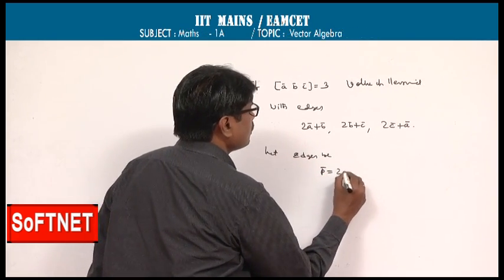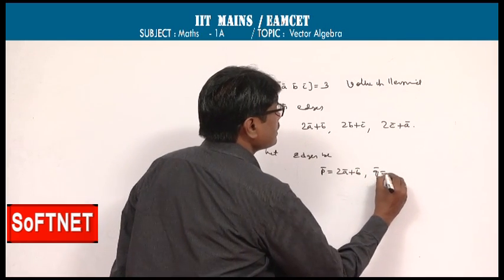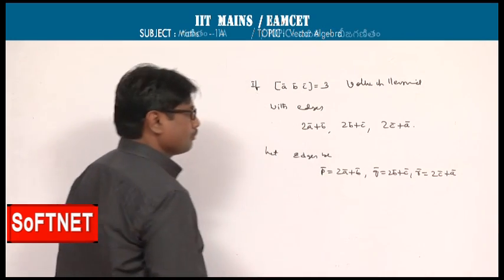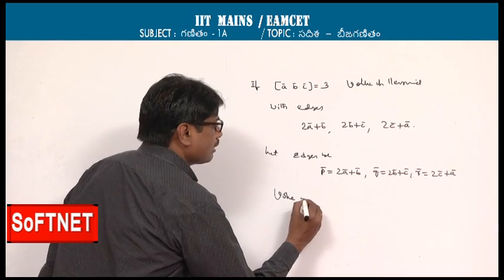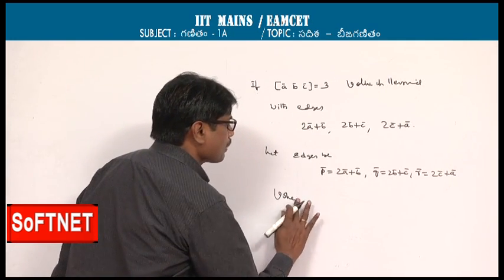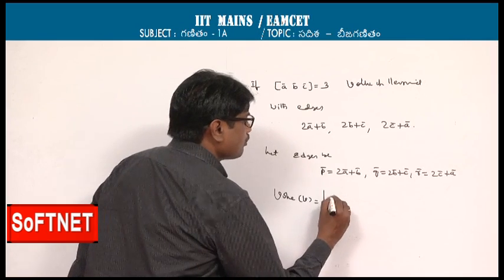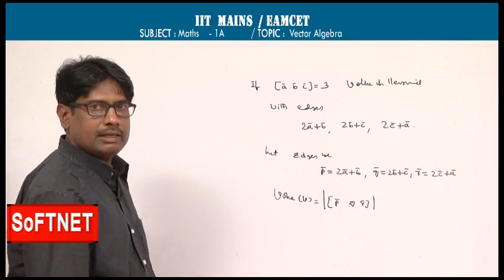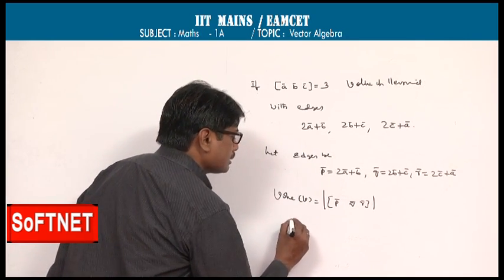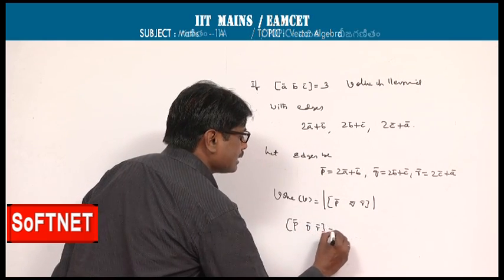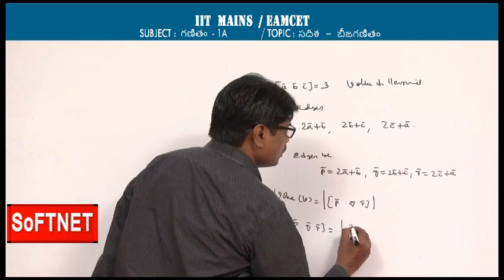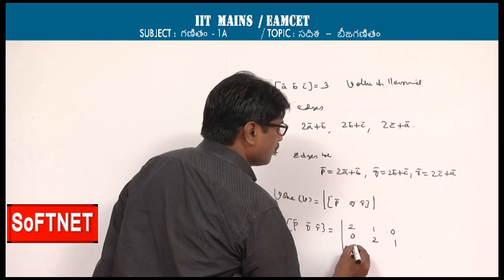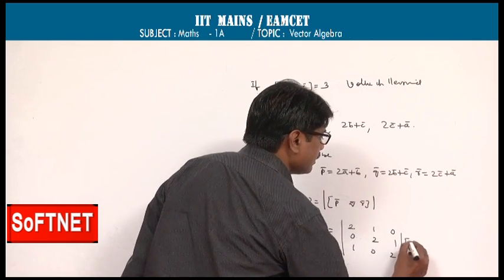Now let the edges be P bar is equal to 2A bar plus B bar, Q bar is equal to 2B bar plus C bar, and R bar is equal to 2C bar plus A bar. So the volume of the parallelepiped V is equal to the modulus of box of P bar, Q bar, R bar. But P bar, Q bar, R bar are linear combinations of A, B, C. So box of P bar, Q bar, R bar will be the determinant of the 3 by 3 matrix 2, 1, 0, 0, 2, 1, 1, 0, 2 times box ABC.